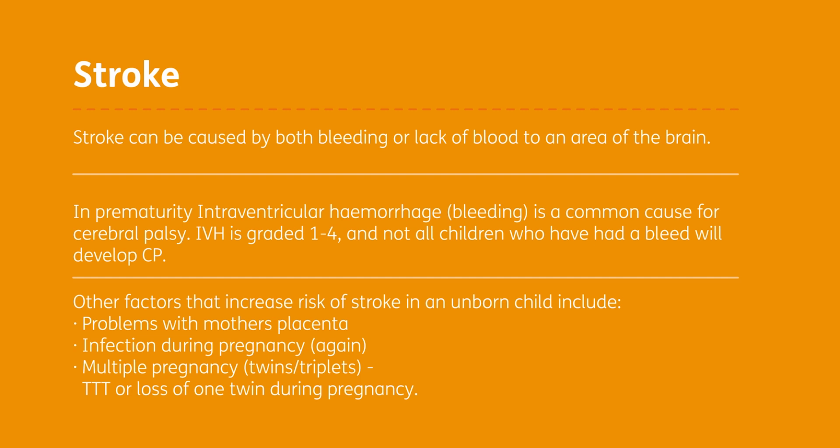Other things that can lead to an unborn child's stroke would be problems with the mother's placenta, so the baby not receiving enough nutrients through the placenta. Again, infection, typically urine infections for parents. I think this is a high risk for stroke. Multiple pregnancy, so twins or triplets, have a high risk of having a stroke in birth. Whether this is due to twin-to-twin transfusion or loss of a twin during the pregnancy itself can often cause problems with the surviving twin.